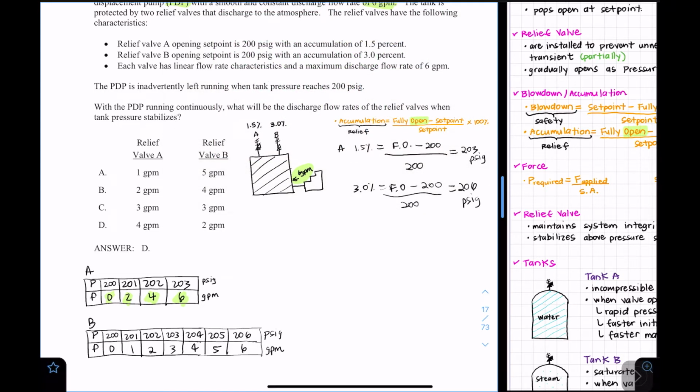So at 200, on both of them, I have 0. Then if I move to 201, I increase my pressure. This is the amount of flow that I'm gonna have from both of them. I'm gonna have 3 GPM. My pressure keeps increasing, right? Then at 202, the flow that I'm gonna get out from both of them is gonna be 6 GPM.